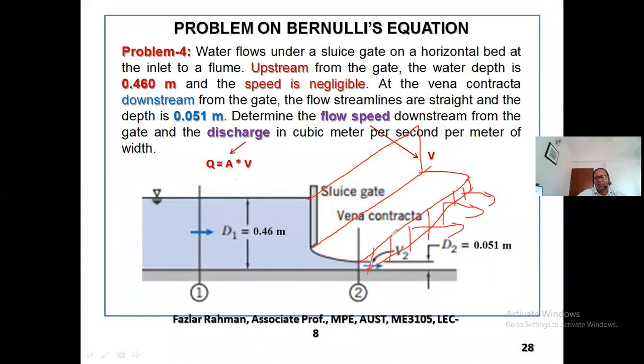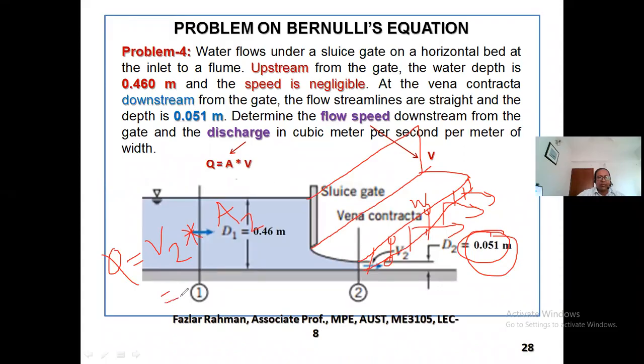Now, right over here, what is this height? That means height, this much height. The height is given, Z2. So area, this W is not given. So what will be the Q? Q will be, if you figure out the V2, then multiply by area A2. So what is the area? This W into this height. So this height is 0.051.